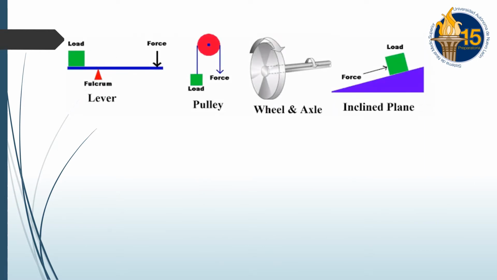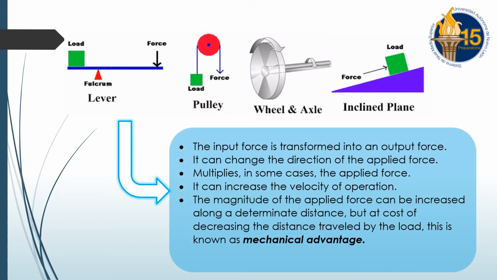Machines are devices that are used to modify, transmit, and direct forces, and carry out a task or a specific job. In all cases, we can consider that the input force is transformed into an output force. It can change the direction of the applied force and multiplies, in some cases, the applied force. It can increase the velocity of operation, and the magnitude of the applied force can be increased along a determinate distance, but at the cost of decreasing the distance traveled by the load. This is known as mechanical advantage.